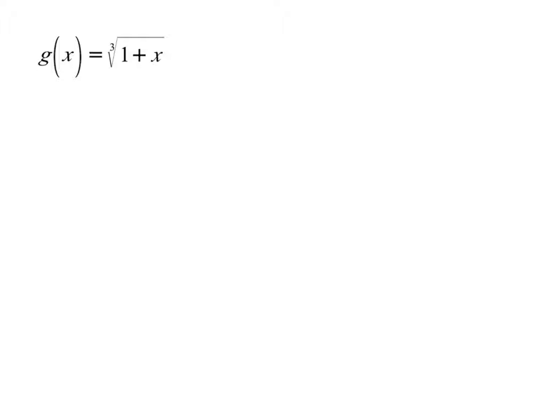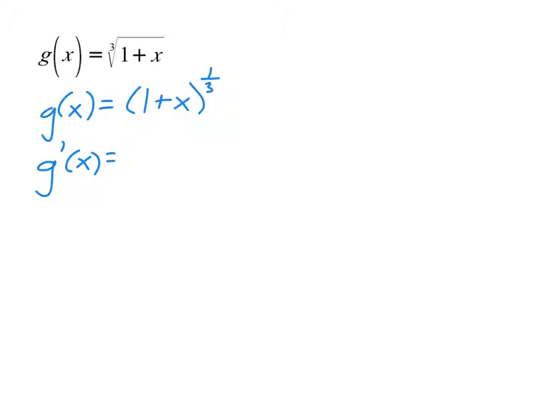I have g of x equals the cube root of 1 plus x. What should I do first in order to find this derivative? Yeah, let's rewrite it, because cube roots, all those roots, can be a bit of a pain. We instead write it as an exponent. So this becomes (1 plus x) to the power of 1/3. Having done that, you can now go ahead and find the derivative. So now we're going to figure out what g prime of x is.